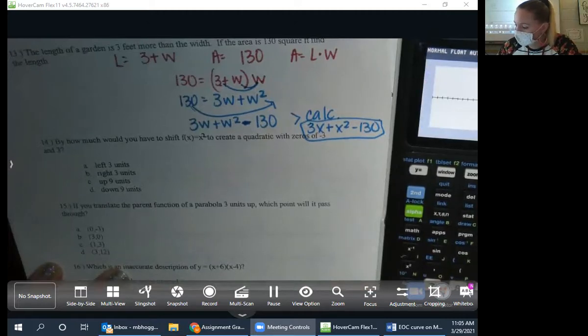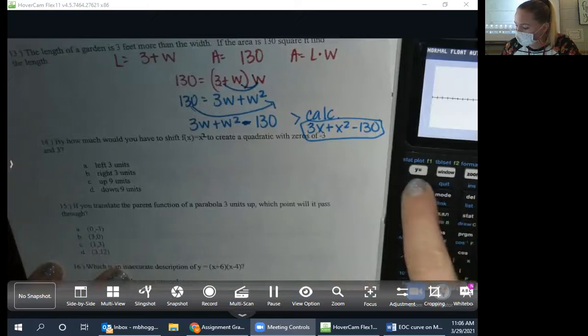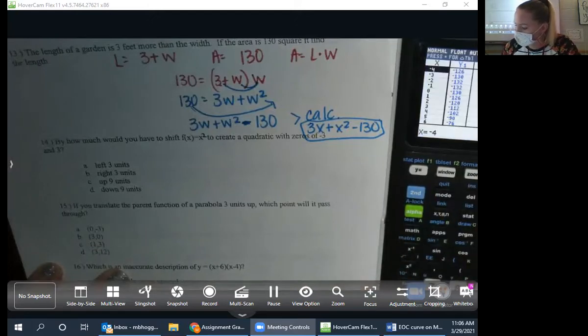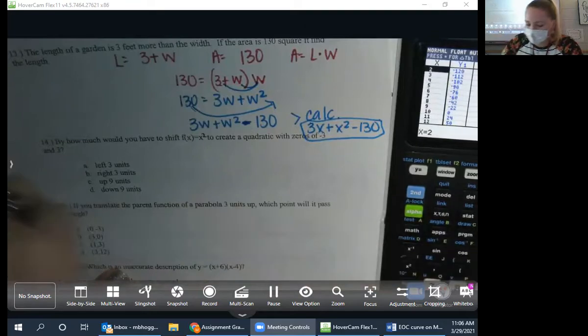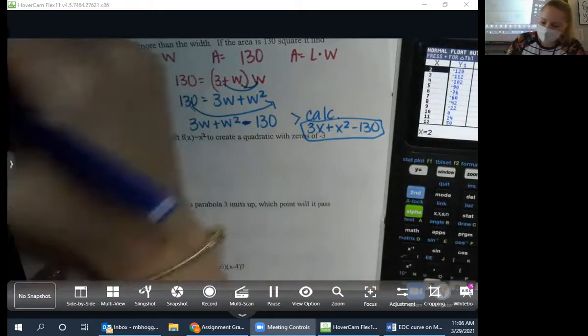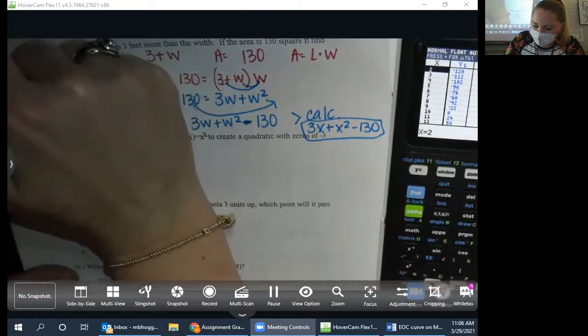Well, you can't see it, but the line is way over here. So I'm going to go to my table and try to see where my solution set is. If you can't find it this way, you may have to do the quadratic formula. I wanted to show you this both ways.